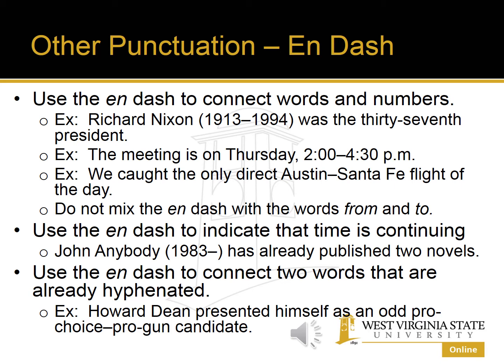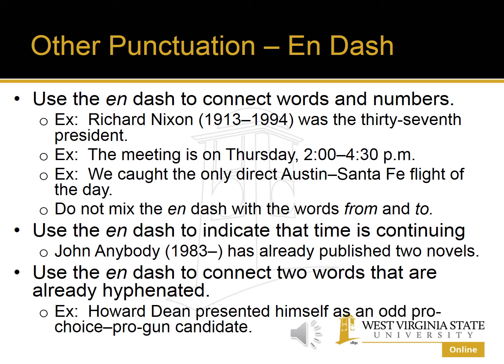And notice the comment I have here: you do not want to mix the N dash with the words to and from. Very, very commonly, you'll see somebody writing, we caught the only direct flight from Houston Santa Fe. Don't do that. Say either direct Santa Fe Houston flight, Austin Santa Fe flight, or use the to and the from without the N dash.